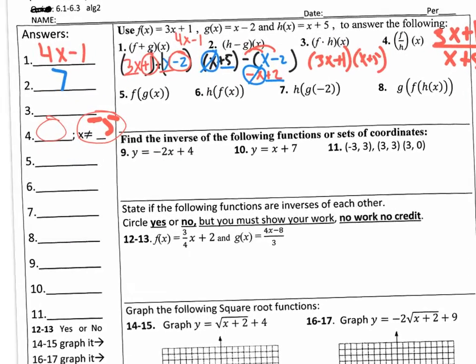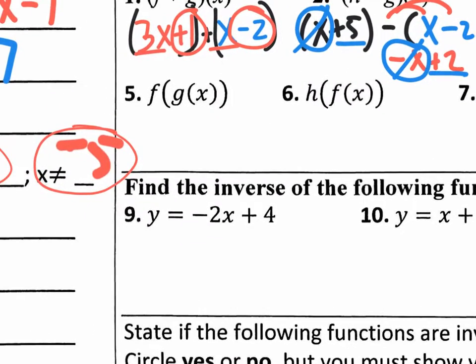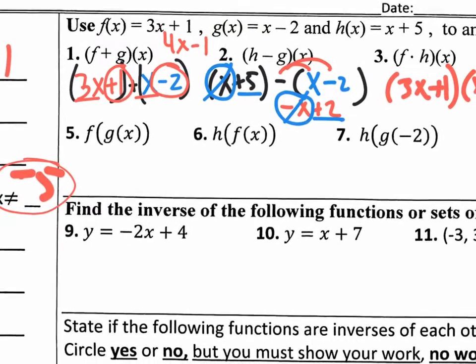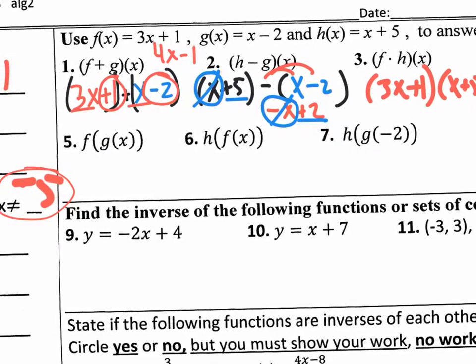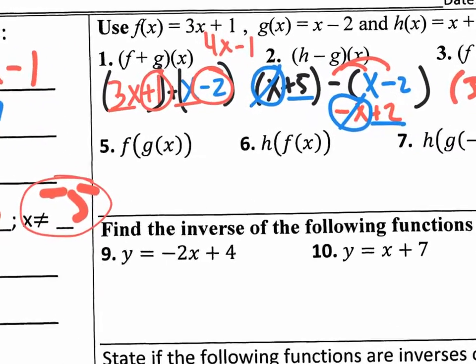And we also have these composite functions, f of g of x, h of f of x, all that other good stuff. Which one? 5? 6? Nobody wants to see 5 or 6?